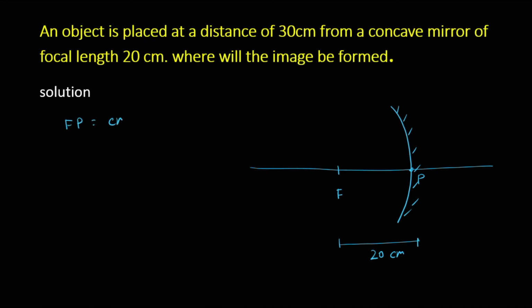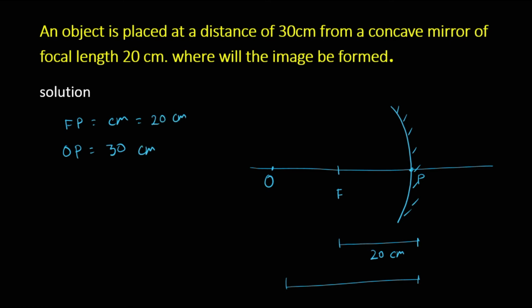And the object distance is 30 cm from the concave mirror. That is, the object distance u is at a distance of 30 cm from the pole. So somewhere here is the object, so we can write here this is O, and OP is equal to 30 cm. Now FP is equal to 20 cm. So here we can write 20 cm and this is 30 cm.